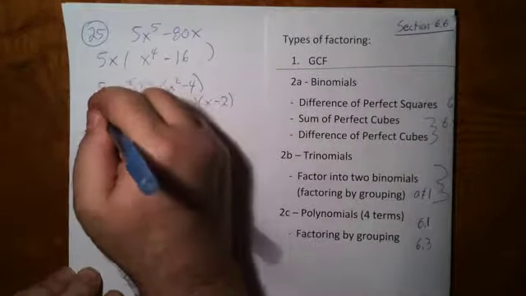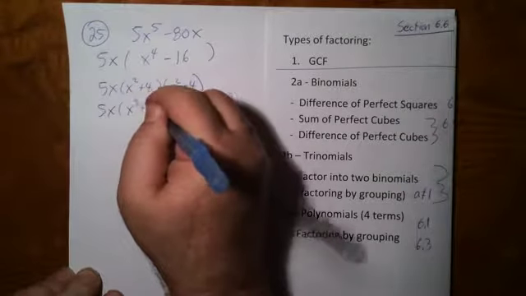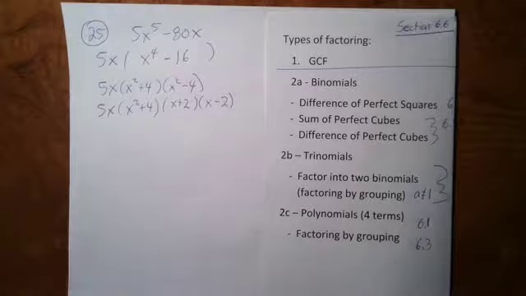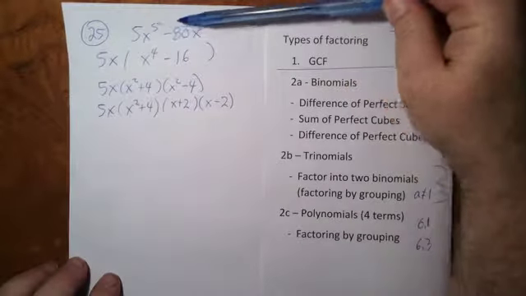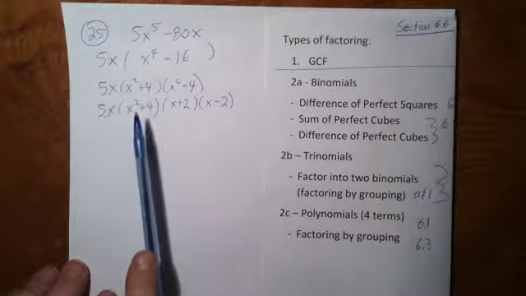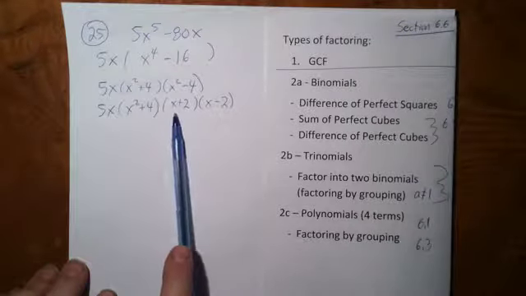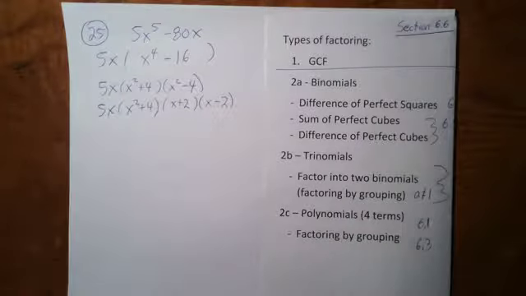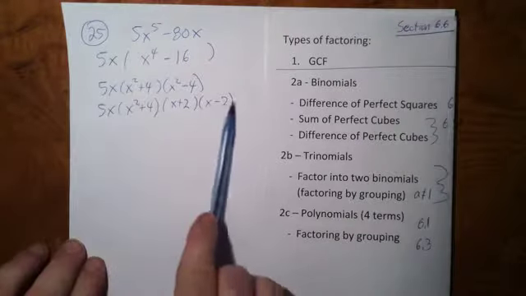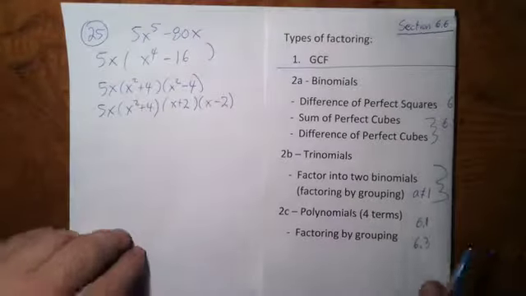So now we're going to bring this down. When we write down all the factors, for 5x to the 5th minus 80x, we have the factors of 5x times x squared plus 4 times x plus 2 times x minus 2. And these are all of the factors that represent the quantity above.